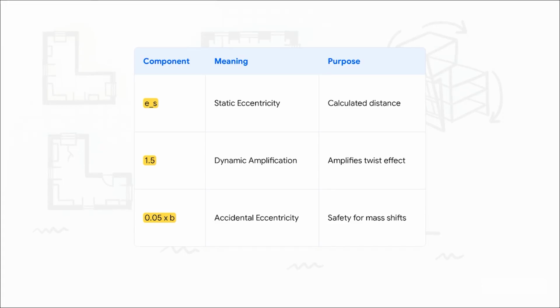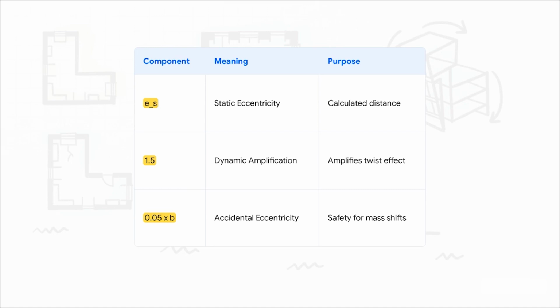So let's break this down. It's got three key parts. First, you've got your E. That's the actual, calculated distance between the center of mass and rigidity. But then the code adds two critical safety nets. It adds a buffer for accidental eccentricity. That's to account for stuff you can't predict, like where people might put heavy furniture or equipment.